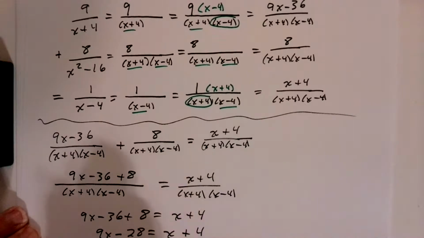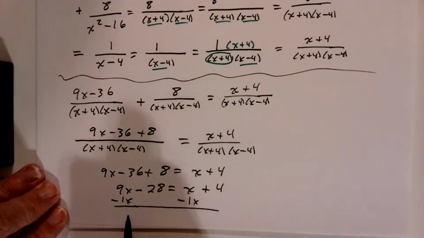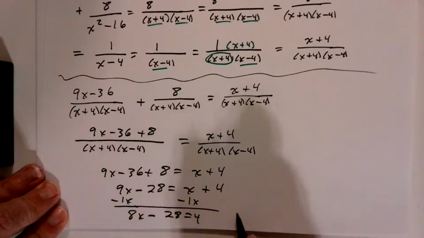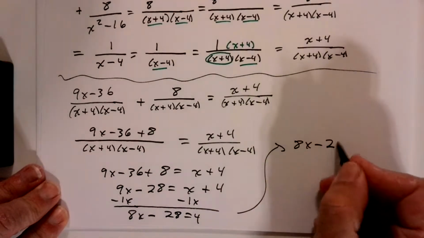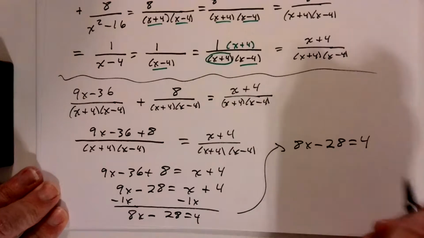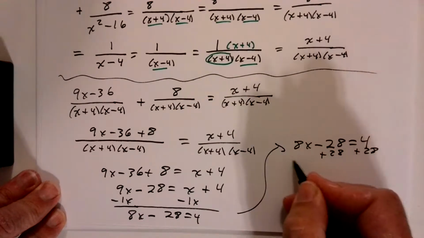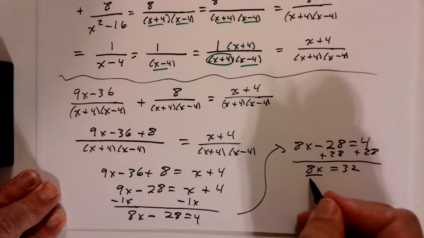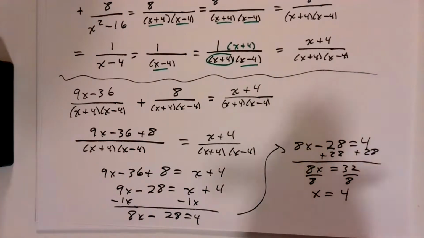Let's subtract 1x from both sides, which will give me 8x - 28 equals 4. Let's add 28 to both sides. So we get 8x equals 32. Divide by 8, divide by 8, x equals 4, but I don't think so.